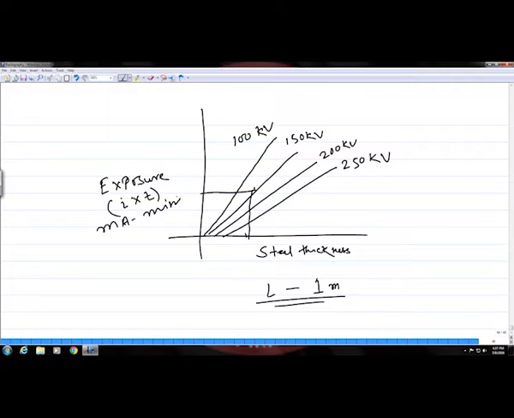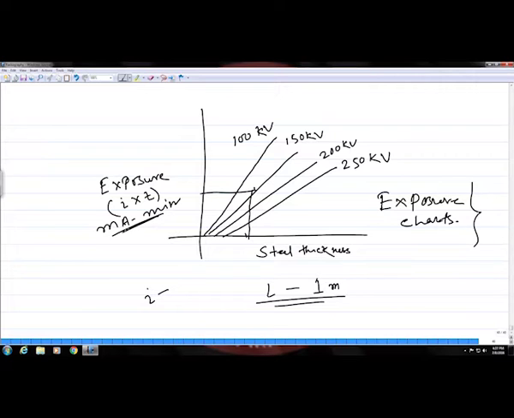This exposure could be in terms of milliamps minute or milliamps second, and this tube current is already known. It is generally in the range of 5 to 10 milliamps for most of the machines. Once you know this, you simply divide this by the tube current, and from that you will get the time. So, this is how, based upon these exposure charts, you first decide the exposure time for a given material of a particular thickness.